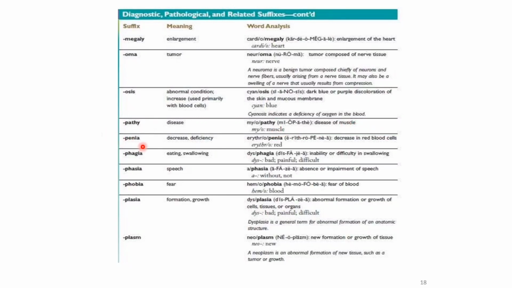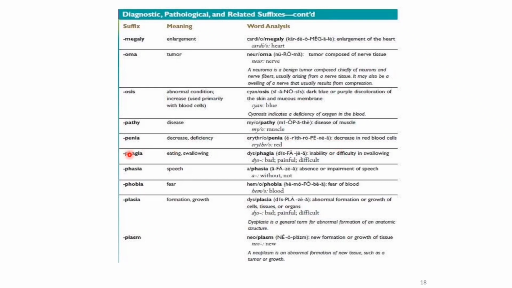Then suffix penia. Penia means decrease or deficiency. And the word analysis for the suffix penia is erythropenia, leukopenia, thrombocytopenia, that is decrease in the red blood cell. Erythropenia means decrease in the red blood cell. Neutropenia, that is decrease in the neutrophil count. Thrombocytopenia means decrease in the platelet count.